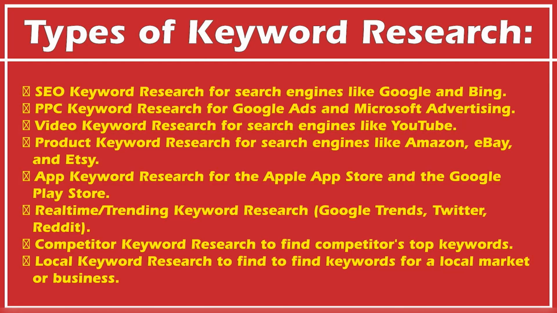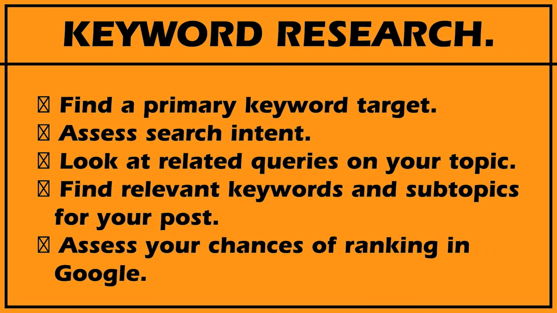Types of keyword research: SEO keyword research, PPC keyword research, video keyword research, product keyword research, app keyword research, real-time/trending keyword research, competitor keyword research, local keyword research. Keyword research. Find a primary keyword target. Look at related queries on your topic. Assess your chances of ranking in Google.